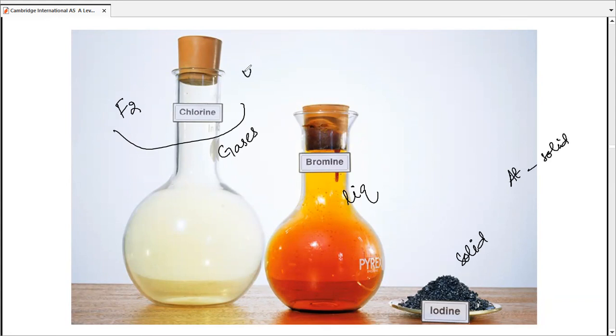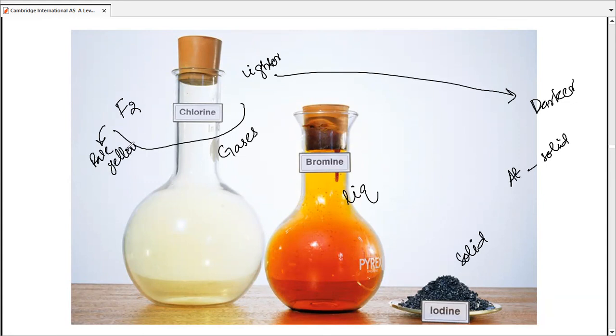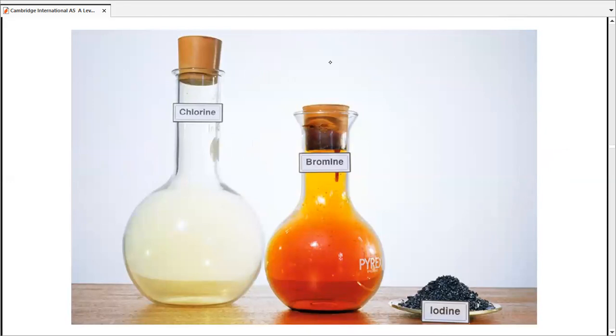The color is going from a lighter or paler color all the way to a darker color over here. Fluorine is pale yellow, which is not given over here, so we can't really discuss it right now. So this one is pale green, this one is red brown, this one is gray black. So this one is definitely supposed to be dark black or simply black. So that's how we go with these properties.